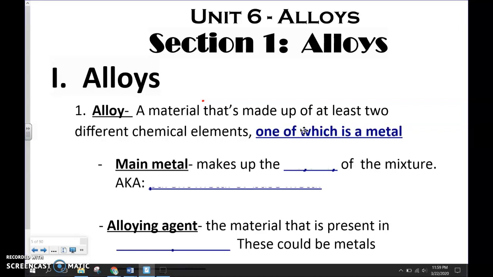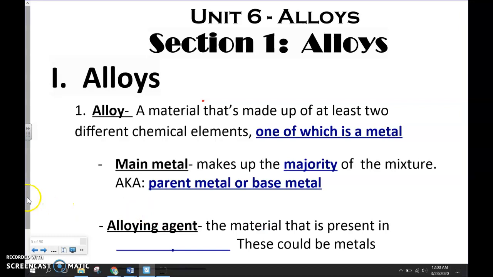So this is why we're doing this right after the metal units. We're going to be a little bit more specific about metals now. What is an alloy? A mixture of metal, and it's going to have a main metal. It's going to be the main portion of the mixture. So we call that the main metal. It's the majority of the mixture. We also know the main metal as a parent metal or the base metal.